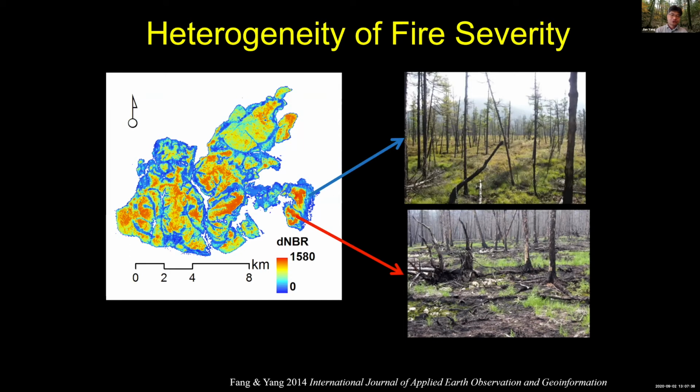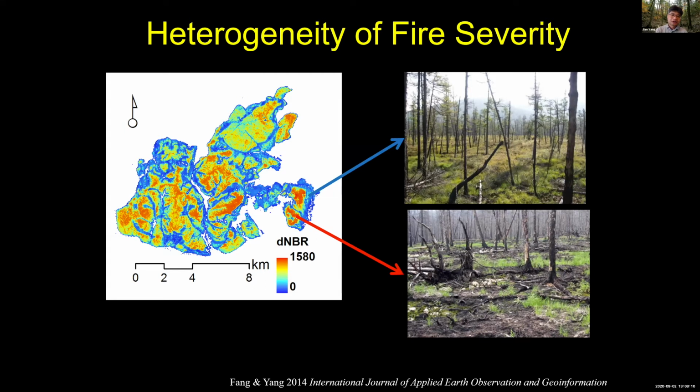But to better understand such heterogeneity of fire, we need to quantify the heterogeneity of fire severity. So we can use remote sensing to compute a particular metric called dNBR, which stands for differenced normalized burn ratio. That's derived from the spectral indices of remote sensing. And we can then couple that with field visits to come up with an empirical relationship to relate the remote sensing metric with the condition on the ground.